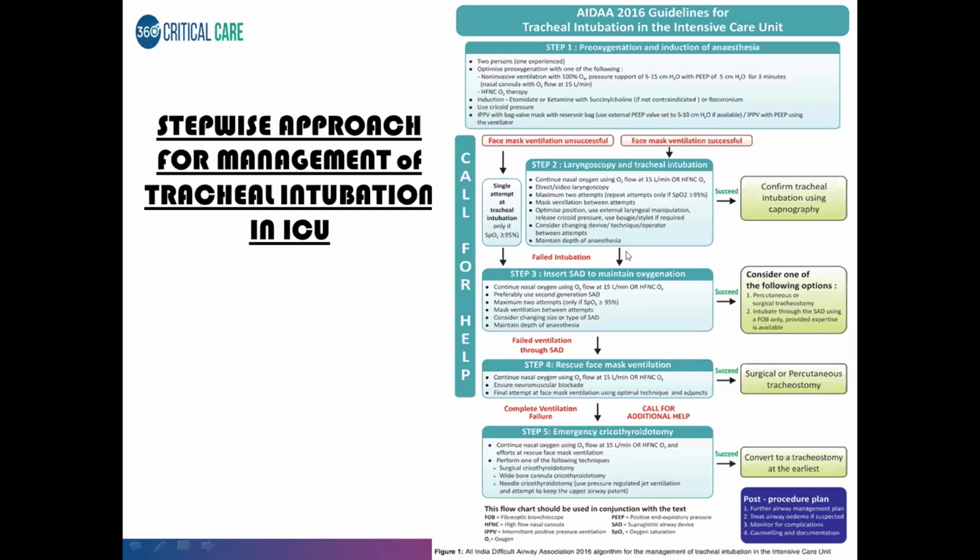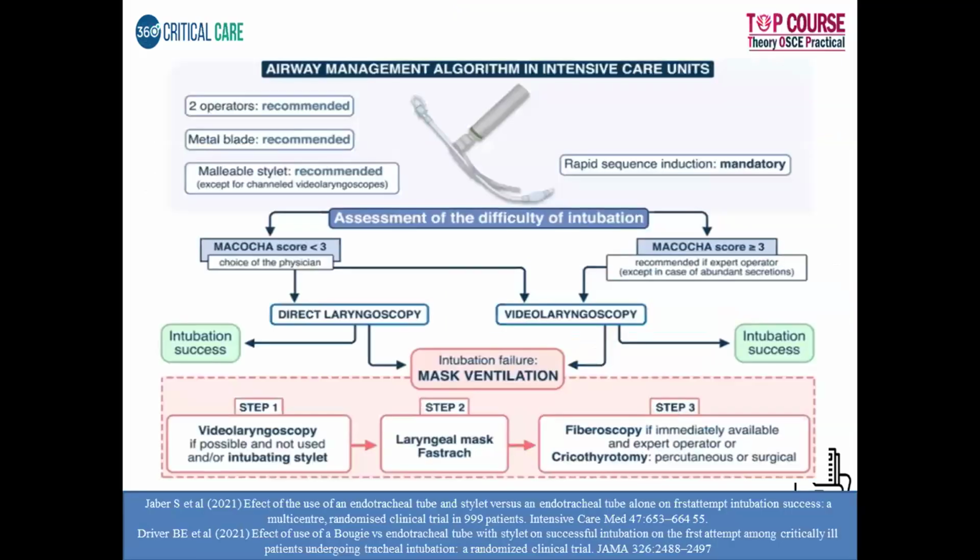So if you're not able to do even the mask ventilation, then that situation is known as complete ventilation failure, where you need to call for additional help and you have to plan for emergency cricothyroidotomy. So if you're successful in emergency cricothyroidotomy, finally later you can convert it into tracheostomy. So this is the DAS 2016 guidelines.